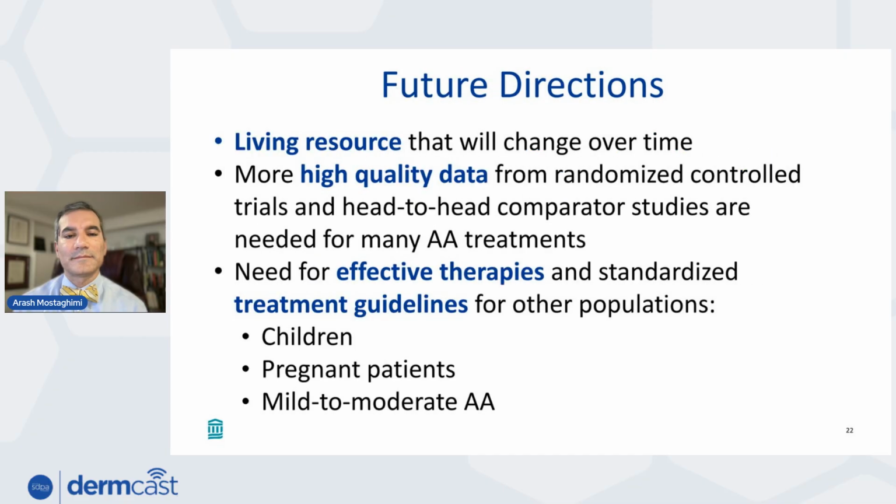Next slide. In the future directions, we're hoping that this is a living resource. It should evolve. We want more high-quality data. And then look at who we need to go to next. Children, pregnant patients, mild to moderate alopecia areata. We're hoping to chip away at these over the next few years. Next slide.